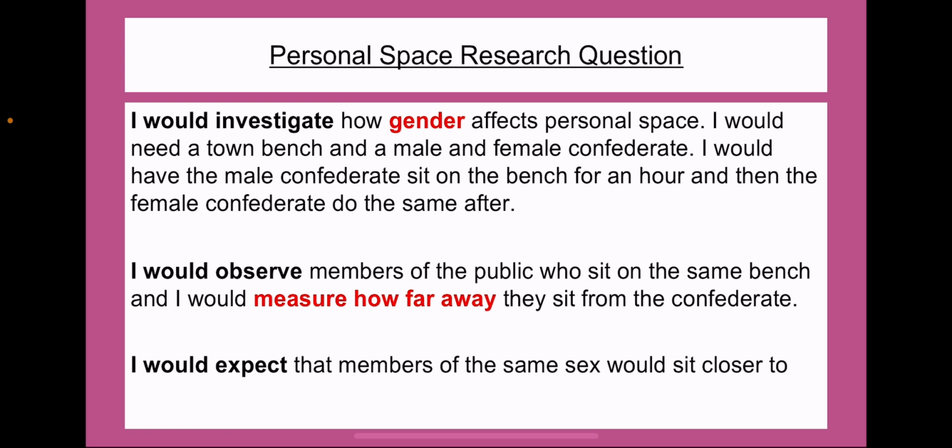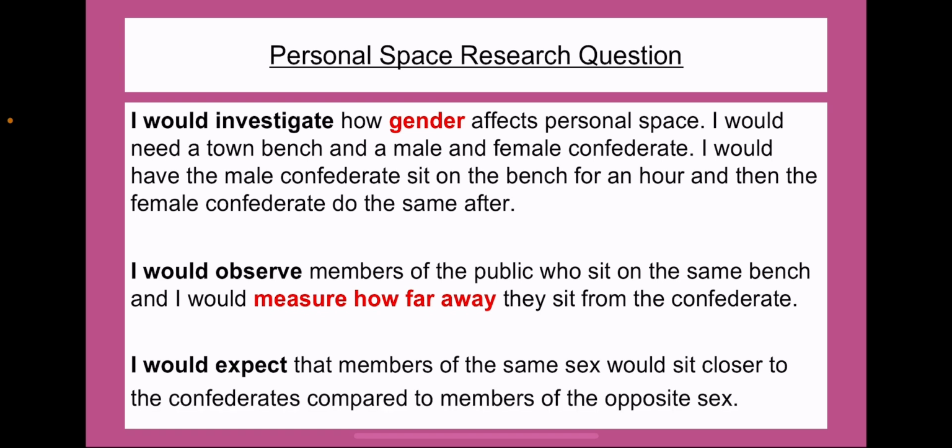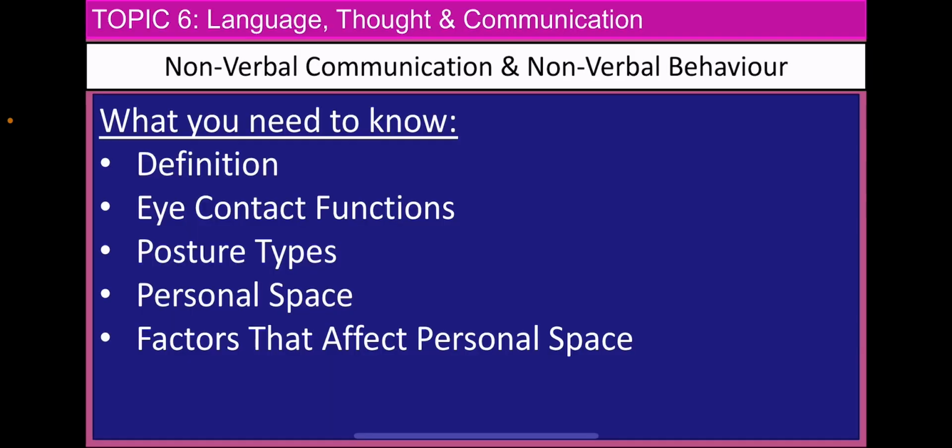And we're going to expect that members of the same sex would sit closer to the confederates compared to the members of the opposite sex. So same sex would sit closer to the same sex confederate compared to the opposite sex. So that's a little run through of non-verbal communication and non-verbal behaviour, the main types, the main definitions, and how to apply it into the research methods questions, which were really popular in this section.